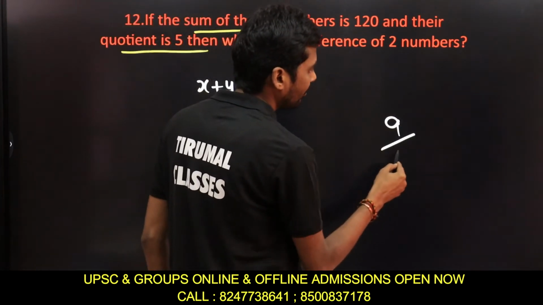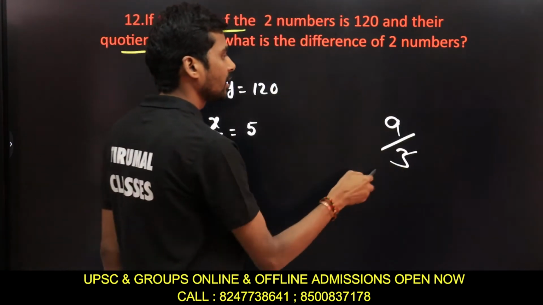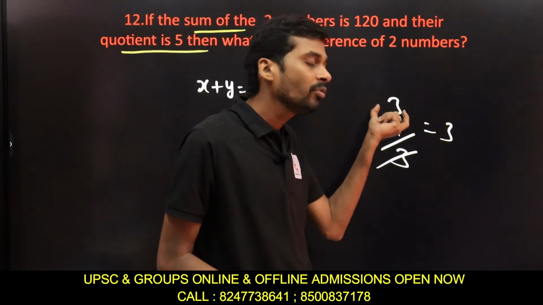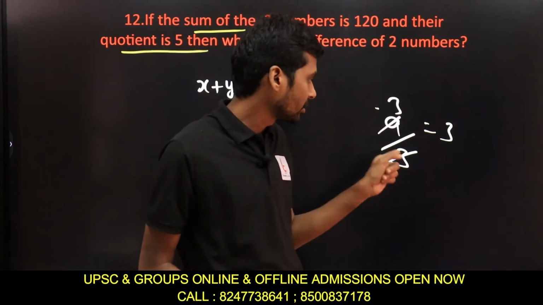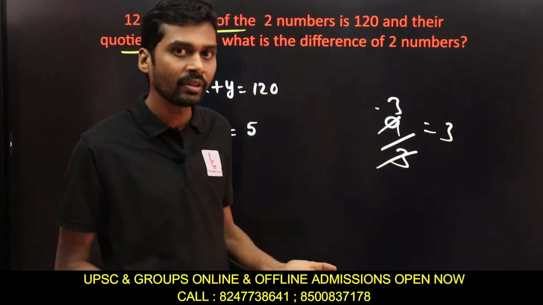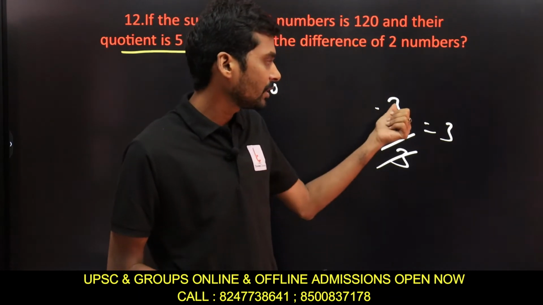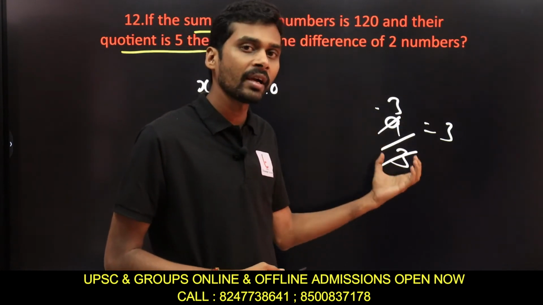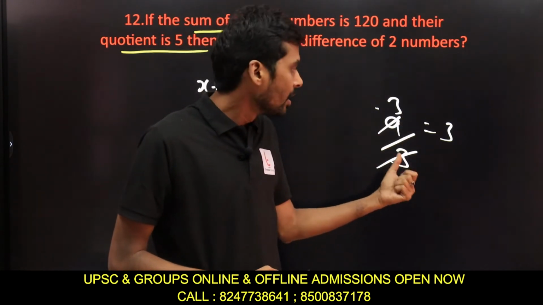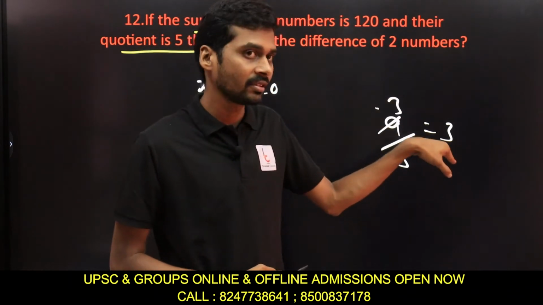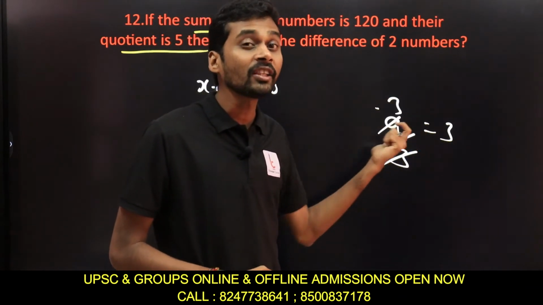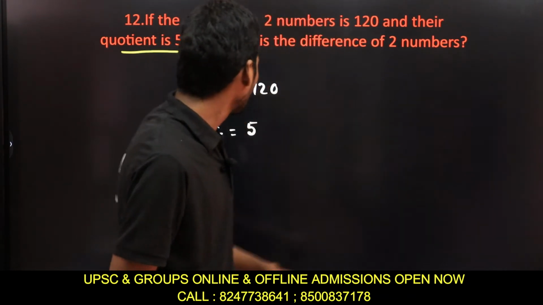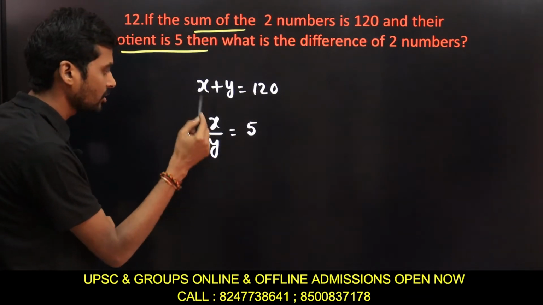When 9 is divided by 3, what is the quotient? 3 3s are 9, so the quotient is 3. Whatever the thing we are writing here is not the remainder. When we divide a number by another number, the quotient part is nothing but this part, so we never write the remainder in this part. Whatever the final answer we write is the quotient, not the remainder. Don't get confused.